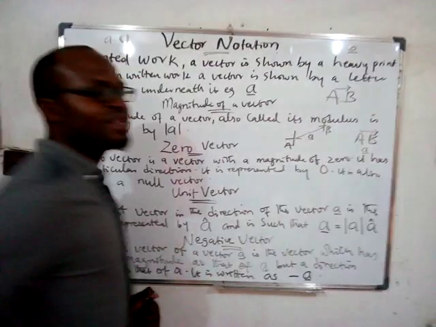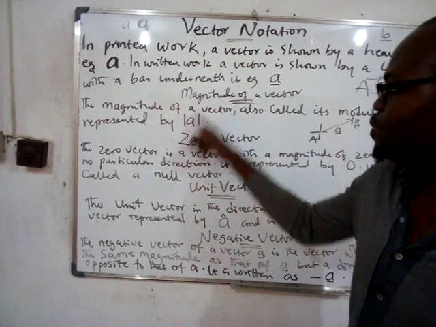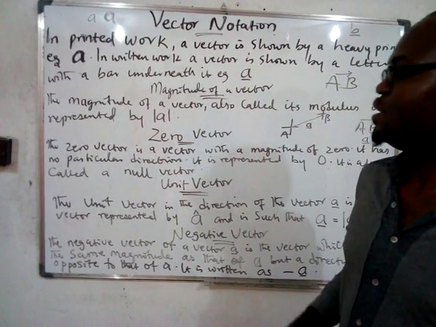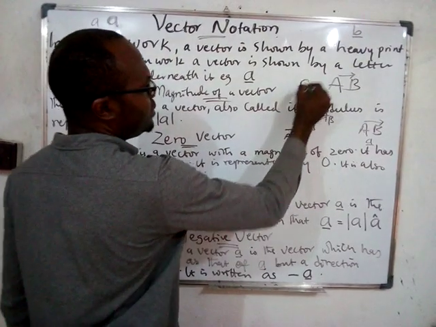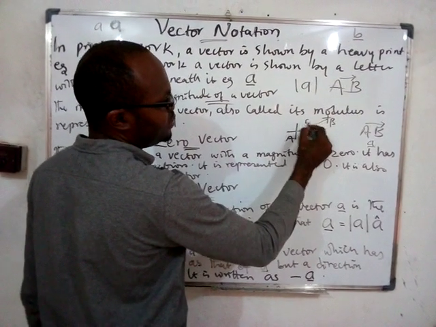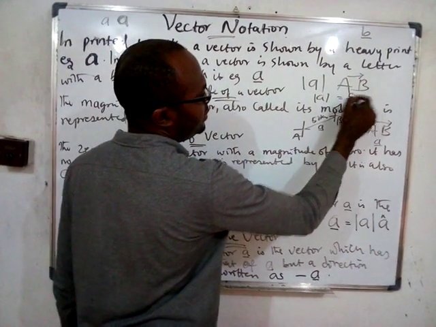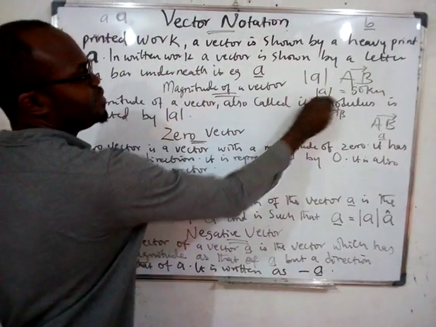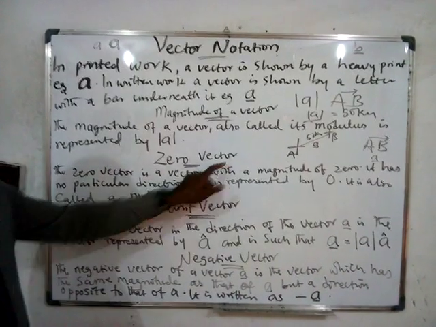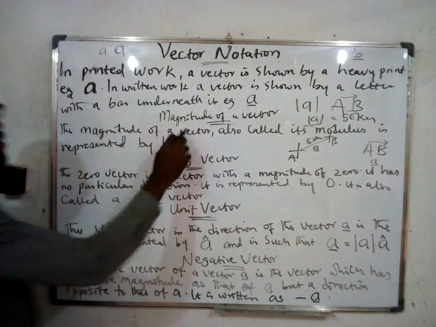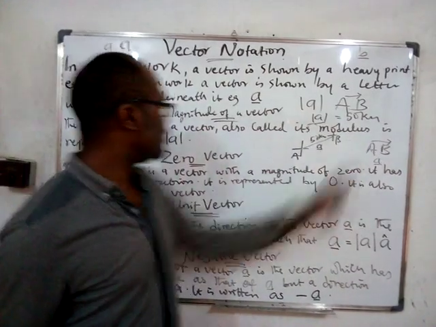Now, magnitude of a vector. How do you represent the magnitude of a vector? Write the vector and then put double bars around it. So this is the magnitude of vector A, which we all know here is 50 kilometers. So the magnitude of vector A is 50 kilometers. This is how you represent the magnitude of vector A. Another word for magnitude of a vector is modulus of a vector. You can call it magnitude or modulus of a vector.